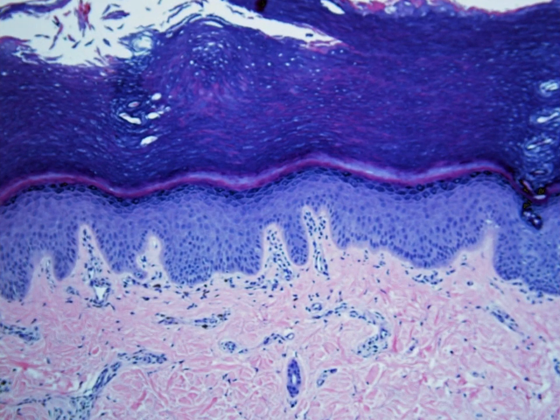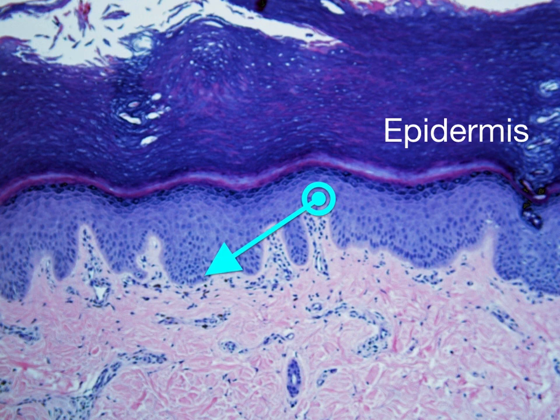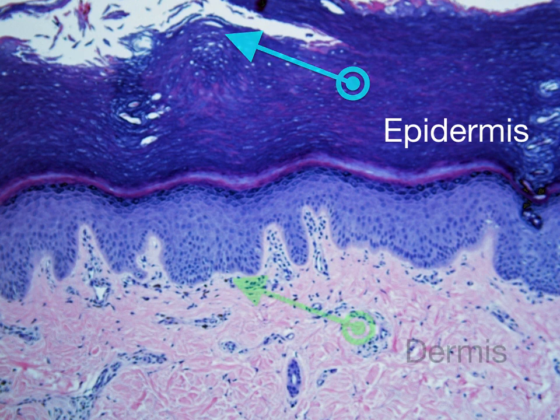The thick skin is divided into two layers, the superficial epidermis, as indicated by the blue arrow. Just below the epidermis is the dermis, as indicated by the green arrow.